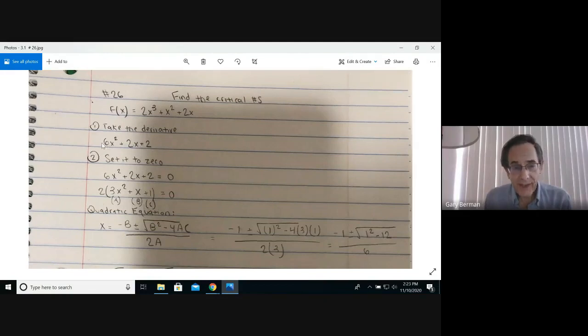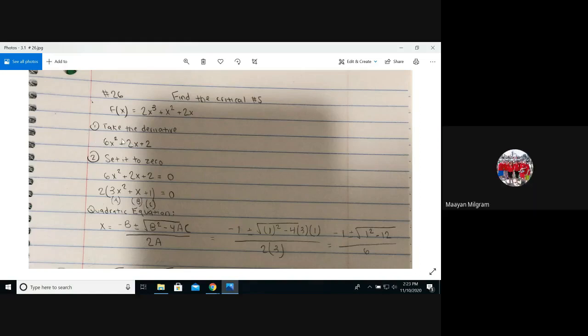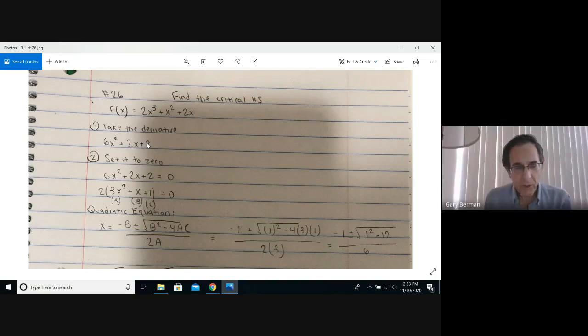The one thing I would say is whenever you're writing equations, it's best to write the full equation so everyone knows exactly what they're looking at. So I would have written f prime of x equals over here where my arrow is. Okay, that way people know exactly what you're looking at. So you took the derivative and you set it equal to 0. And then what happened?